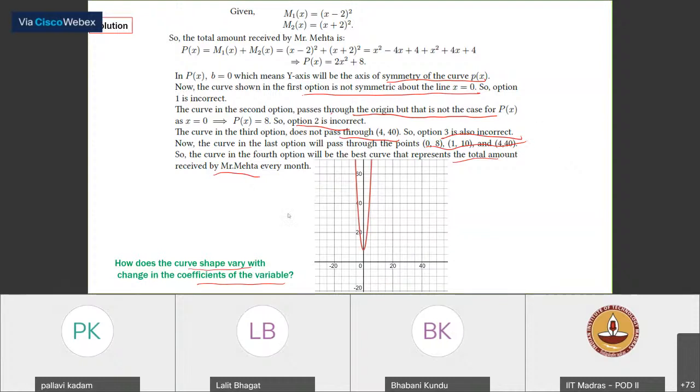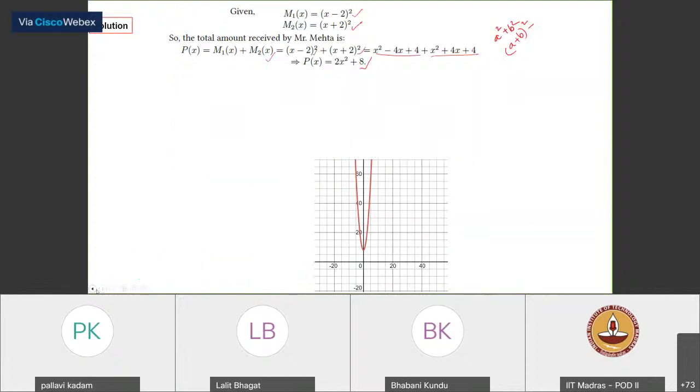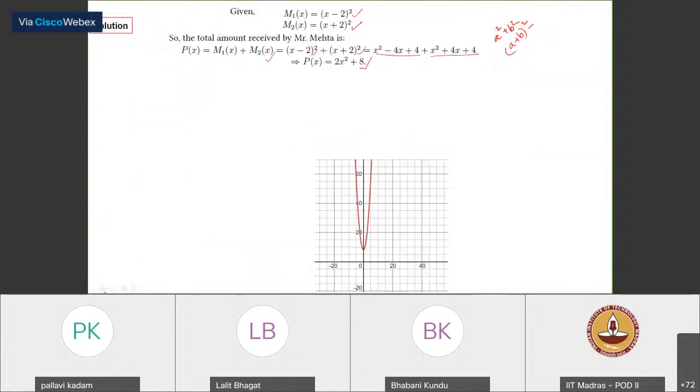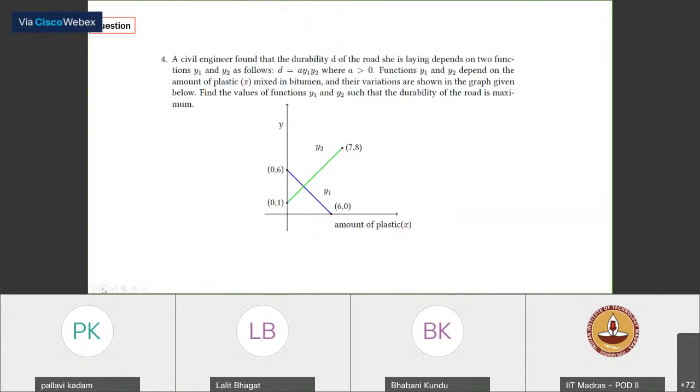Okay, let me check. x equals 1. Yeah. Tell me. Hello? It doesn't touch 10, right? No, where? I mean, this is 10. You can tell this is 10, right? Like x equals 1, this is 10. Okay, sir, I got it. Yeah, sure. So we'll go to the next question.